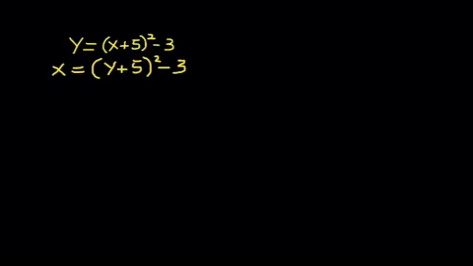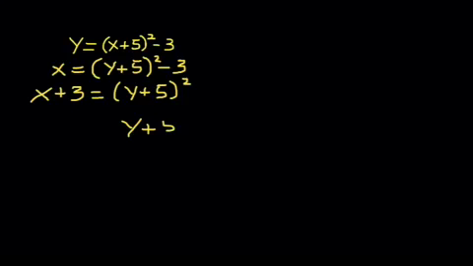Now we're going to solve for y. Starts basically the same. Add 3, and we're left with y plus 5 squared. This time the 5 is in the parentheses with y, so we can't do anything more until we take the square root of both sides, which I'm going to do right now. Taking the square root of y plus 5 squared just leaves y plus 5. And on this side I have x plus 3, and I take the square root of that.